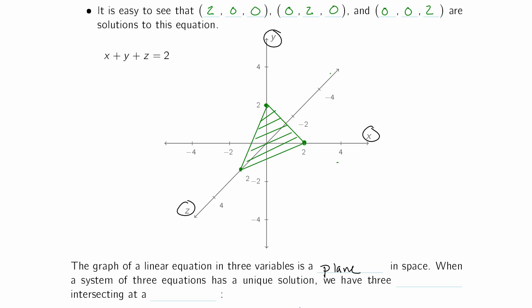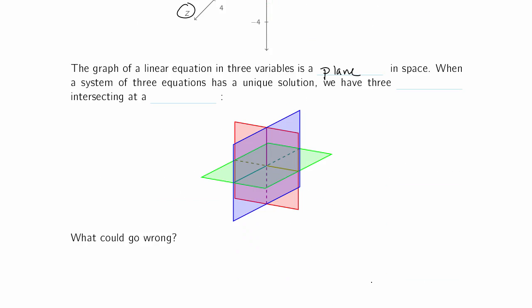So, what does this actually look like? The normal system, the typical system, where we have a unique solution to a system of 3 equations and 3 variables, looks like this. In this image, we have 3 planes intersecting at a point. In 2 dimensions, the typical thing to have happen was 2 lines intersecting at a point. In space, the typical thing to have happen is 3 planes intersecting at a point.